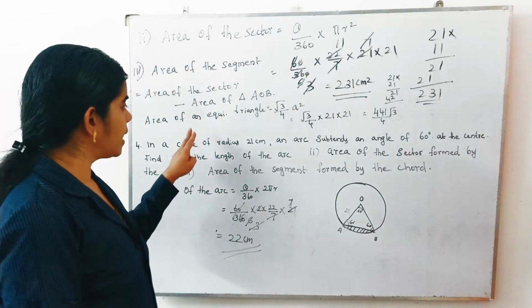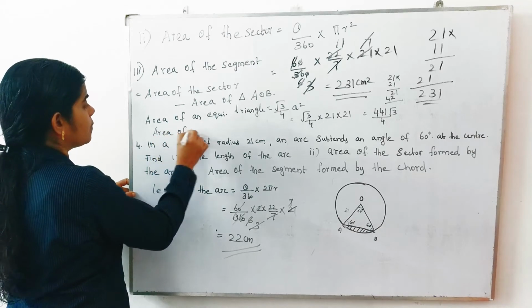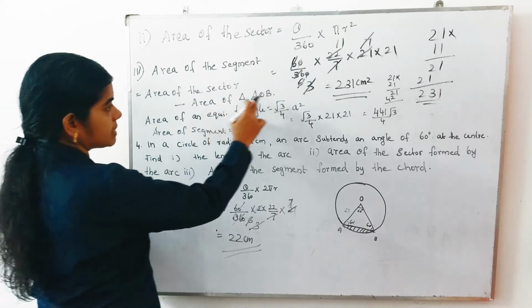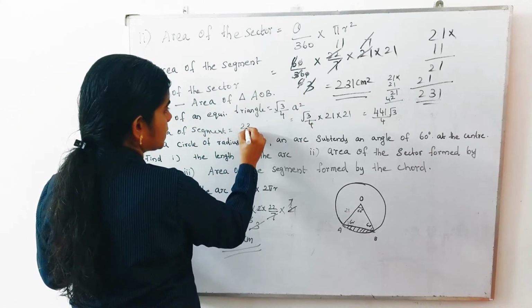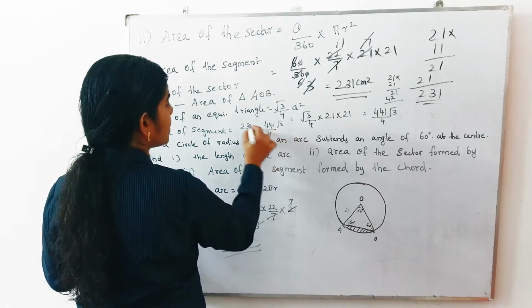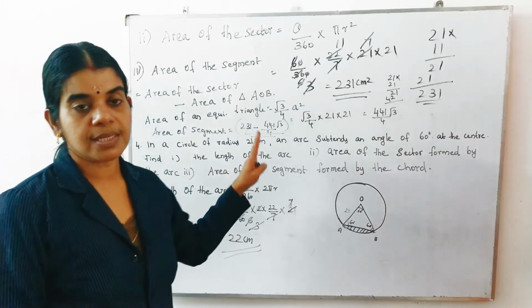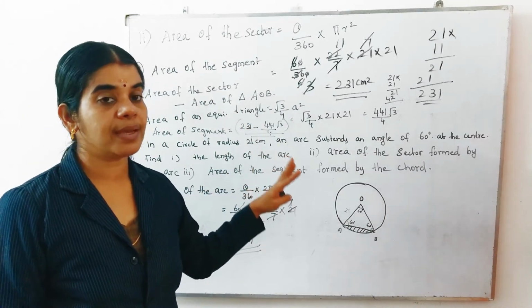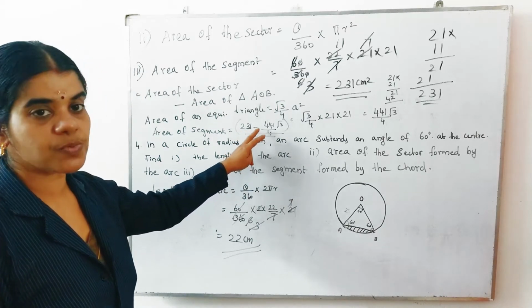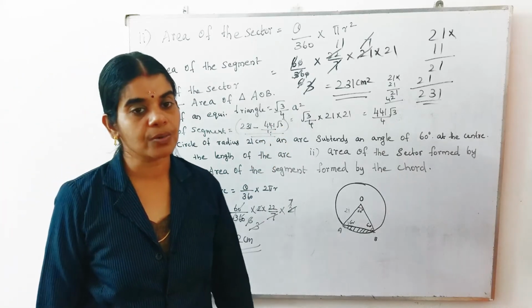Then the area of the segment is equal to the area of the sector, 231, minus 441 root 3 divided by 4. No need of simplifying this; you can write it this way itself. So the segment of the circle is equal to the area of the sector minus the area of this triangle. You got 231 minus 441 by 4 root 3. That will be the area of the segment.